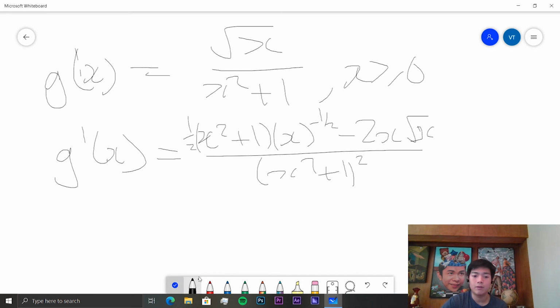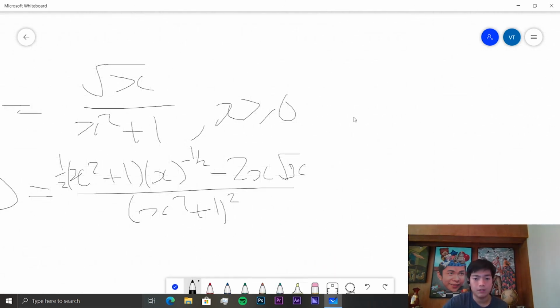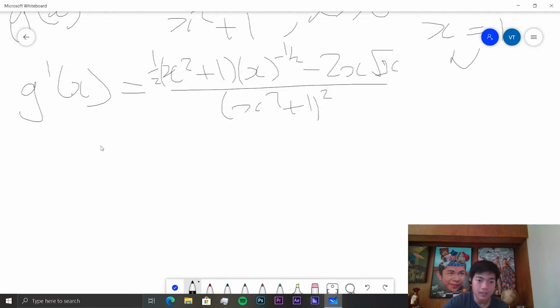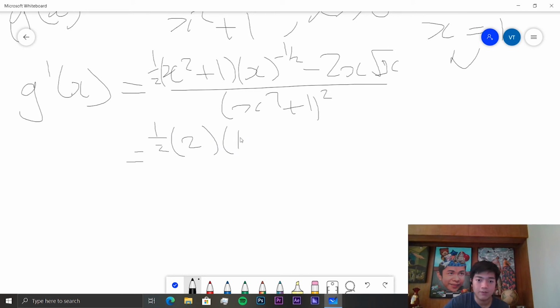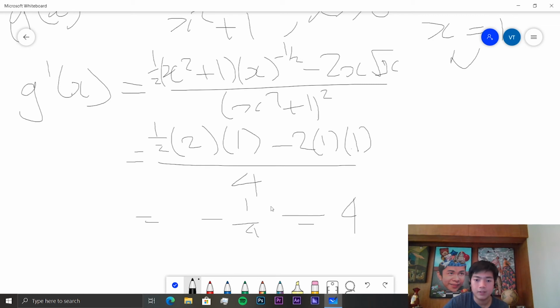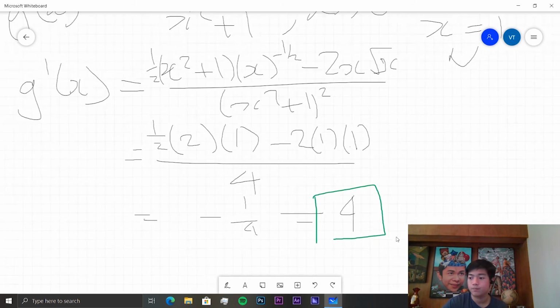Okay, and we want to find a normal to the graph at x equals 1. That's what the question is asking. So what's the gradient of the tangent here? This would be, in effect, 1 minus 2 times 1 times the square root of 1, which is 1, all over 1 squared plus 1, which is 2 squared, which is 4. So we have 1 minus 2, so negative 1 over 4. The gradient of the tangent is negative 1/4. The gradient of the normal should be 4.